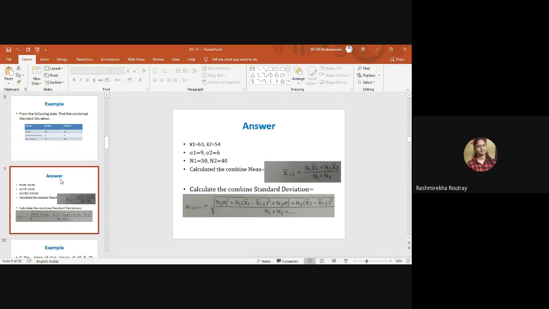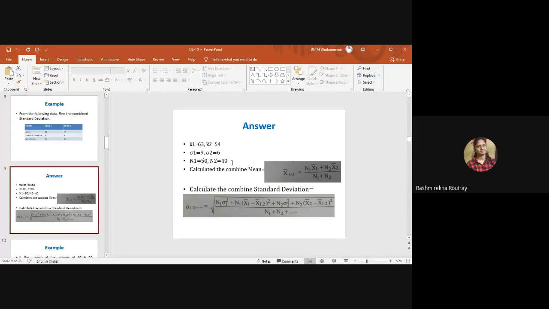In the next slide, I have already written x1 bar, that is 63, and x2 bar, that is 54, the average of the first series and the average of the second series. The standard deviation of the first series is 9 and of the second series is 6. The number of items, n1, equals 50 for the first series, and similarly n2 equals 40 for the second series.